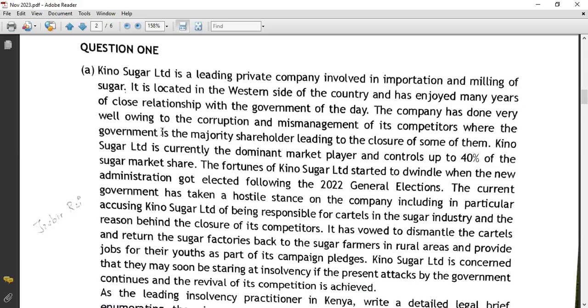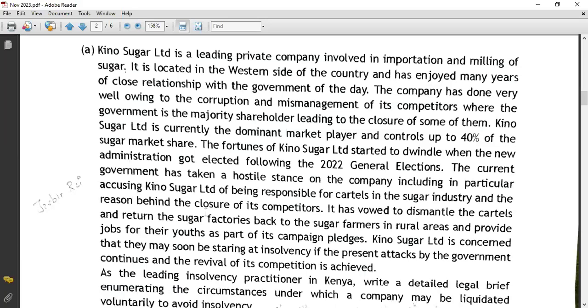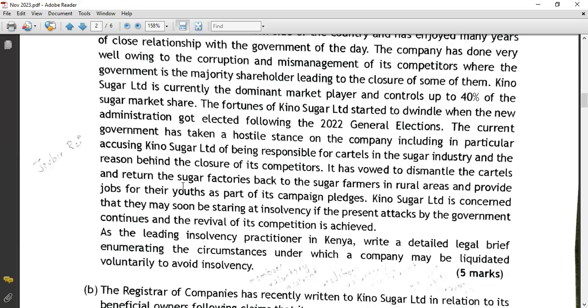The current government has taken a hostile stance on the company, including in particular accusing Kenya Sugar Limited of being responsible for cartels in the sugar industry and the reason behind the closure of its competitors. It has vowed to dismantle the cartels and return the sugar factories back to the sugar farmers in rural areas and provide jobs for the youth as part of campaign pledges.